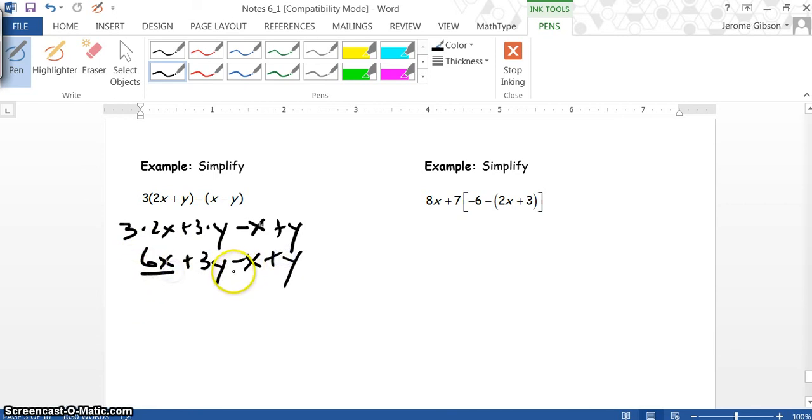Now we combine like terms. 6x minus x is 5x, and then 3y plus y is a positive 4y. And that is our final answer.